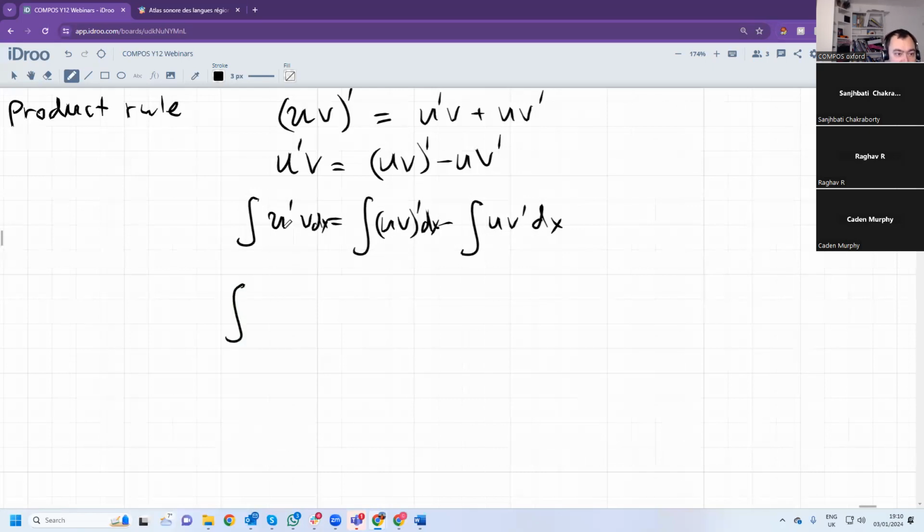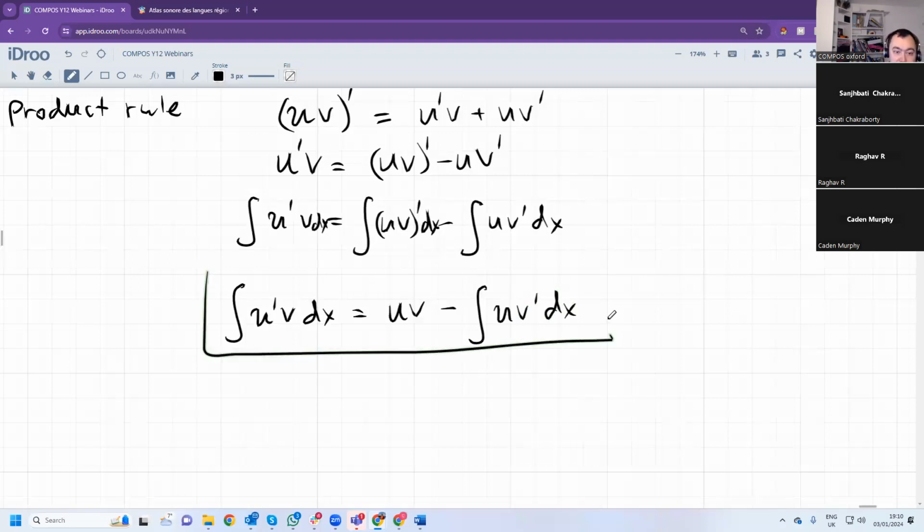Now we remember what is... oh, no, that's it. The integral of u dash v dx equals the integral of a derivative, which is the opposite. The integral of the derivative of the opposite, so it's going to be uv. And then minus the integral of uv dash dx. And that's the formula for integration by parts.